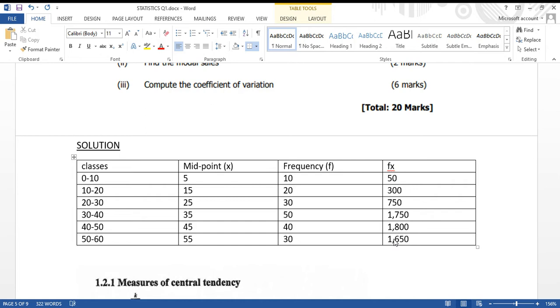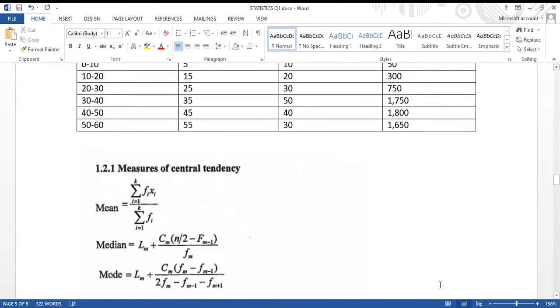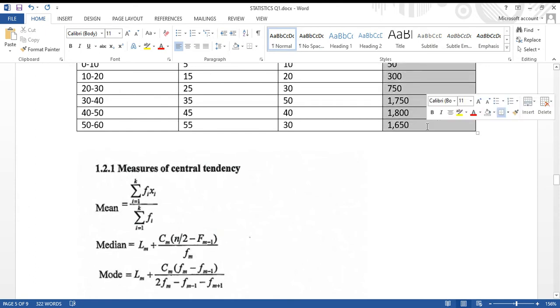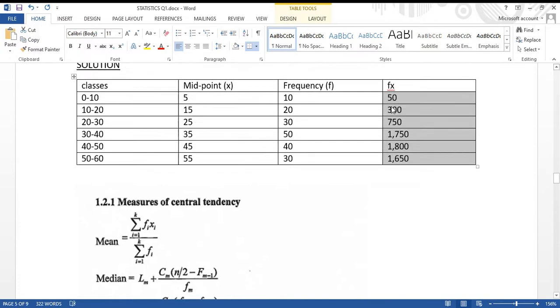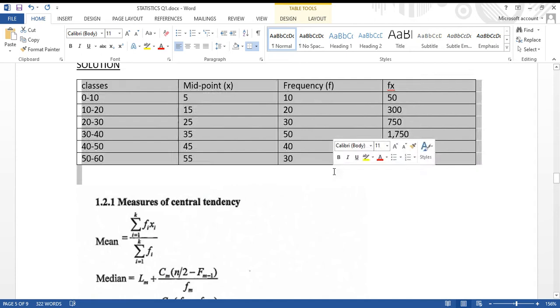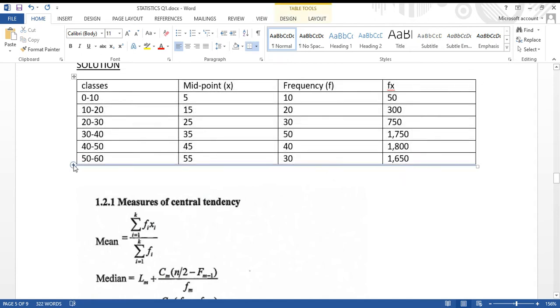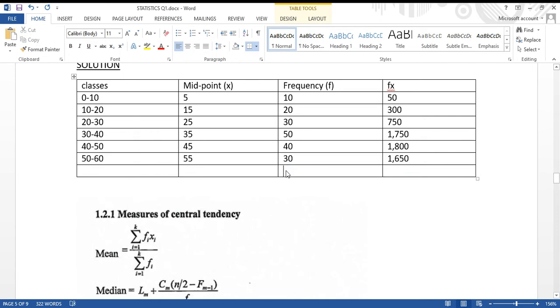Okay. So now, as you can see in the formula for the mean, it's the summation of fx, which is this column here, and the summation of the frequency, this column here. So we find the totals of both columns. 10 plus 20 is 30. 30 plus 30 is 60. 60 plus 50 is 110. 110 plus 40 is 150. 150 plus 30 is 180.